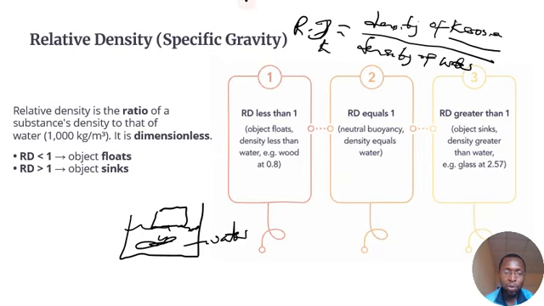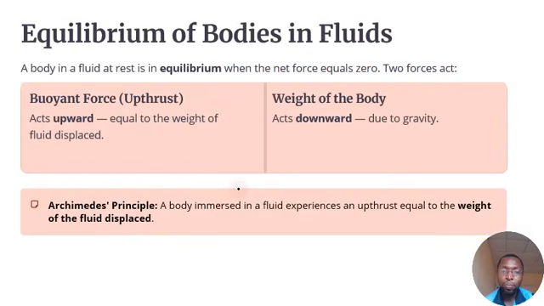If the object just remains suspended in between the water, maybe around this place, then you know that the relative density of that substance is exactly 1. So relative density allows us to know if an object can float, sink, or be suspended in the liquid. Now that's what we call equilibrium of bodies in fluid.